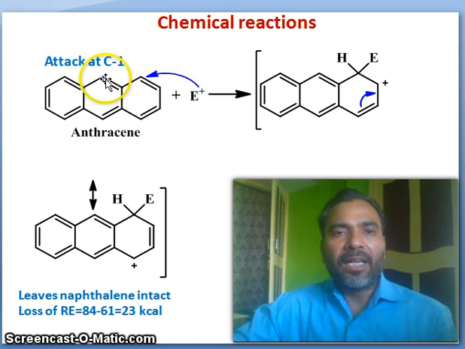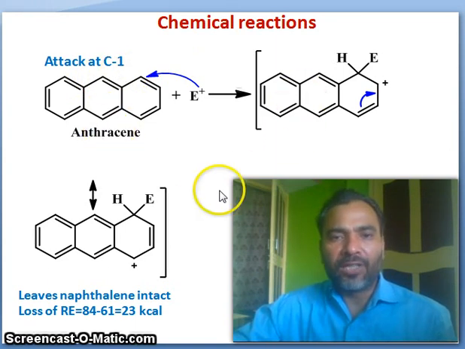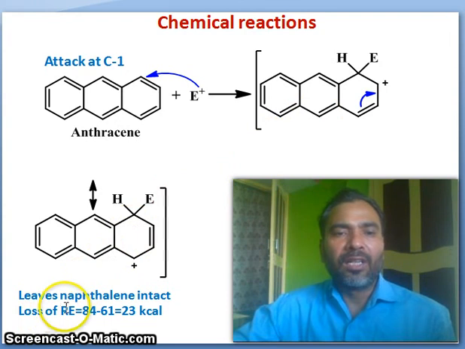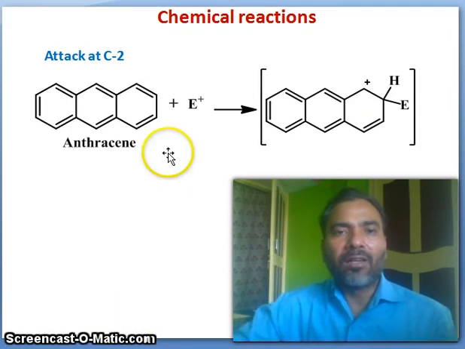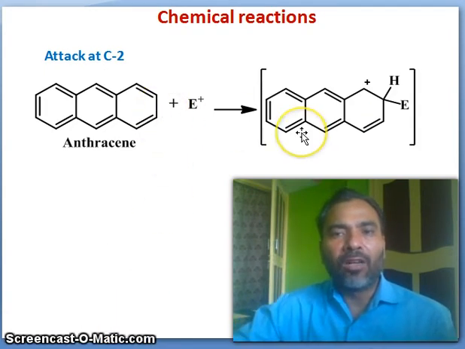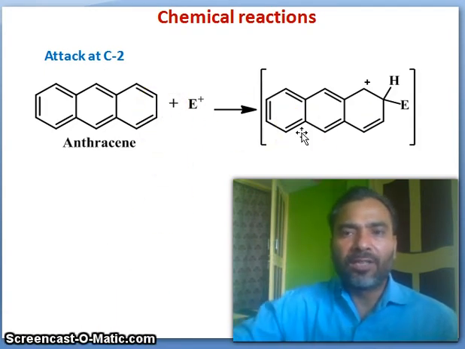Chemical reaction: attack on carbon 1, you will get these two structures. It is stabilized by resonance. It leaves the naphthalene intact, with a loss of resonance energy of 84 minus 64, 20 kilocalorie. Now attack on carbon 2, you will get only one structure. You can see here this is.